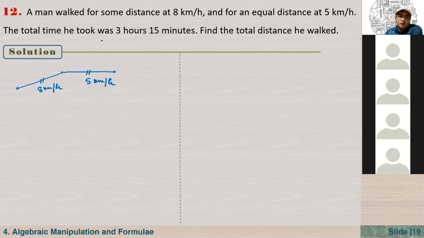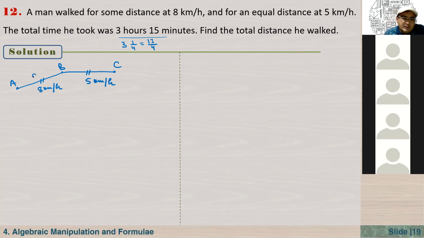Okay. A man walked for some distance at 8 kilometers per hour. Let's say it is from A to B, right? And after that, he walked an equal distance at 5 kilometers per hour. The total time he took was 3 hours and 15 minutes. If I change it into hours, that is 3 and 15 over 60, which is 3 and 1 over 4, or 13 over 4, right? And find the total distance he walked.